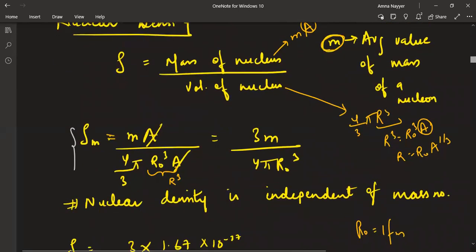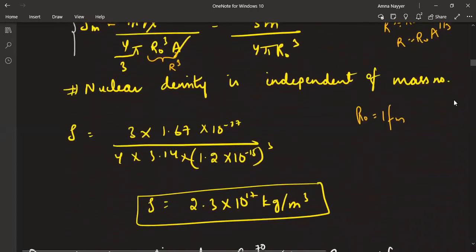Regarding nuclear density, it is fixed for any element, that is 2.3 into 10 to the power 17 kg per meter cube. This remains fixed. You are talking about germanium, iron, argon, calcium, potassium, sodium; for every element, this remains fixed. Why? Because this is nuclear density, which does not involve mass number. No atomic number is involved, so it does not differ. The difference could have arisen because of the mass number; different mass numbers would have led to different values of the nuclear density. But such is not the case over here. So nuclear density remains independent of the masses.